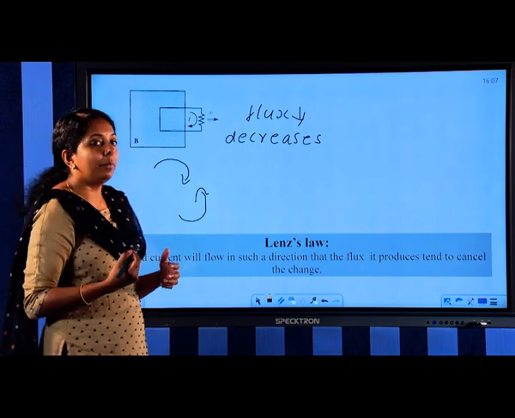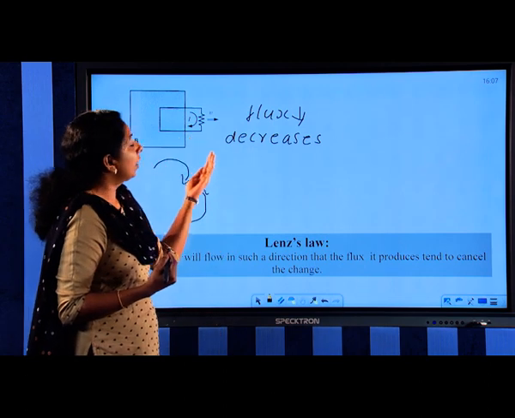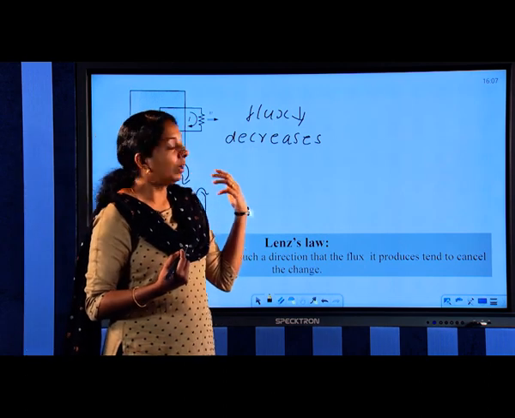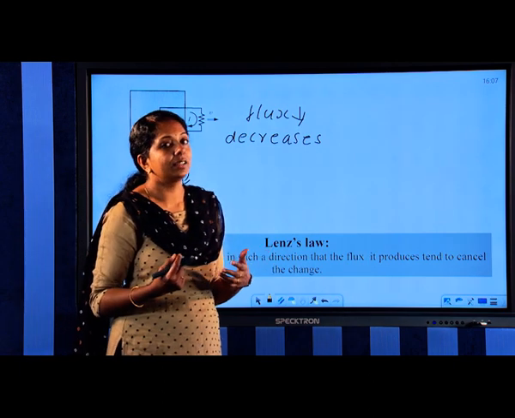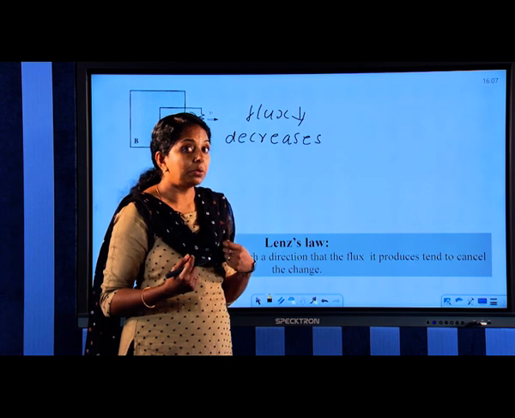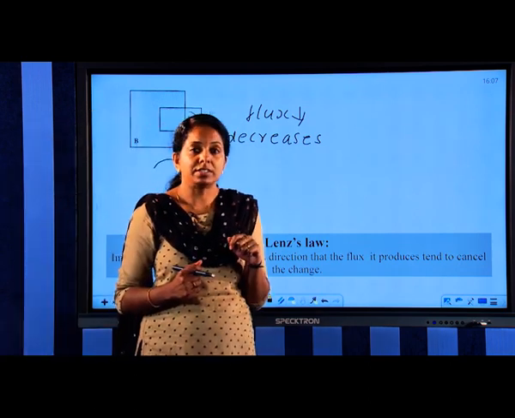So, depending upon the direction of movement of the loop, the current will be induced in the loop, and from Lenz's law we can generally find the direction in which the induced EMF flows through that circuit. Let me conclude with this.